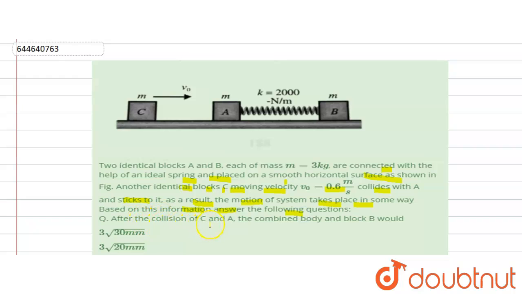Here, after the collision of C and A, the combined body and block would be. When C collides with A and sticks to it, the combined mass moves rightward to compress the spring, and hence B moves rightward due to the spring force. So B accelerates and the combined mass decelerates. The deformation in the spring is changing and the center of mass of the system continues to move rightwards with constant speed, while both the blocks oscillate about the center of mass of the system.